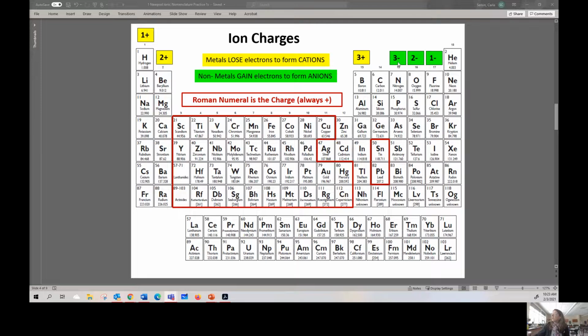Just to remind you, the charge above a column means that all of the elements in that column will form that charge of an ion. So for example, all the elements in group 2 will form a 2+ ion. These are the transition metals that are outlined in red. Tin and lead are included in that grouping. These are your elements that do not have a charge written above their column, and therefore you will have a Roman numeral that will tell you the charge for these elements. These are all elements that form different ions. They may form 2+ or 1+ or 3+, so the Roman numeral is needed to know what cation to use.